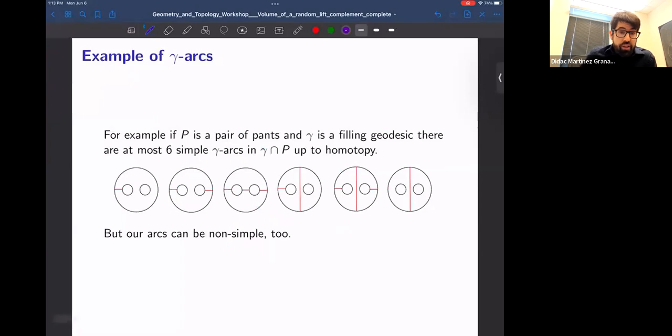To give you a concrete example, suppose that we are only focusing for now on simple arcs, which won't be the case in general. We will always consider arcs that can have self-intersections. But if you only consider simple arcs, then for a given pair of pants, there are essentially 6 simple gamma arcs up to homotopy, which are these 6 here. Okay, but as I said, our gamma arcs will be non-simple in general.